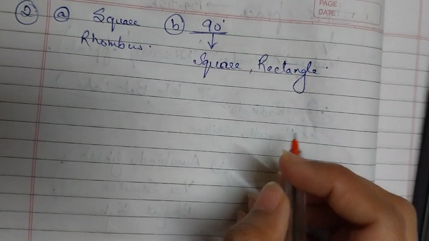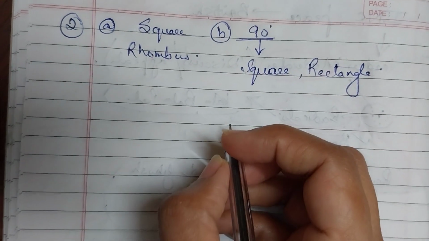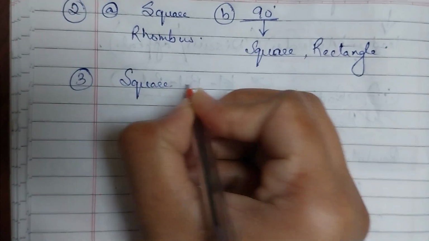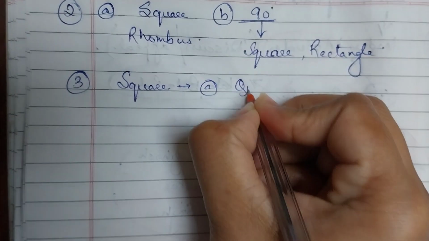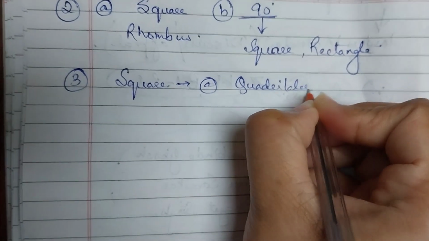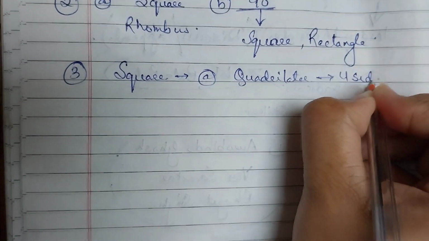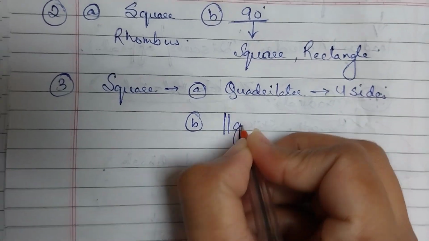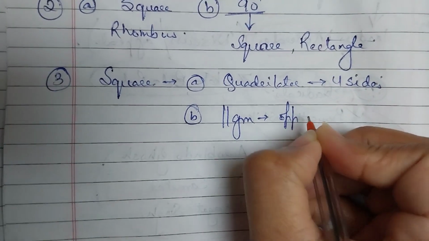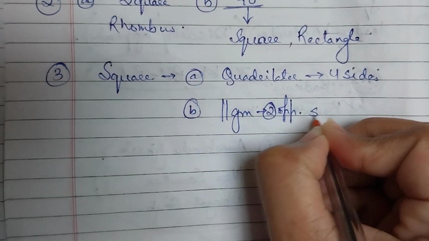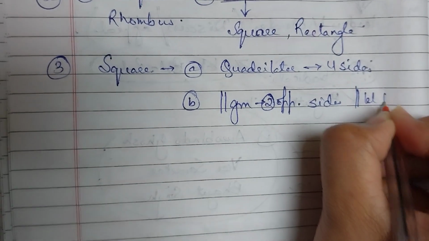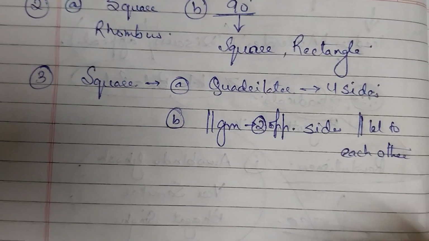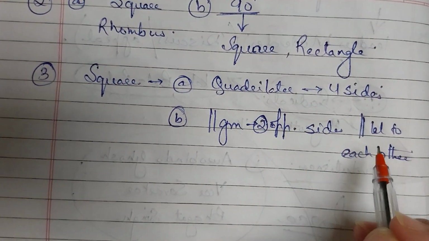What do we have in the next question is explain how a square is a quadrilateral. अब मुझे explain करना है ये जो square है, why is it a quadrilateral? Quadrilateral because it has four sides. It is a parallelogram. Why is it a parallelogram? It is a parallelogram because it has two pairs of opposite sides which are parallel to each other. Okay, parallelogram में क्या है? Two opposite sides are parallel to each other.